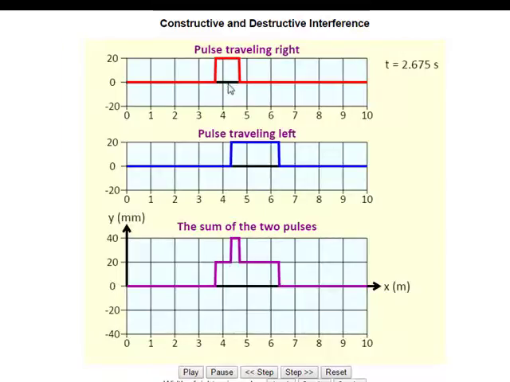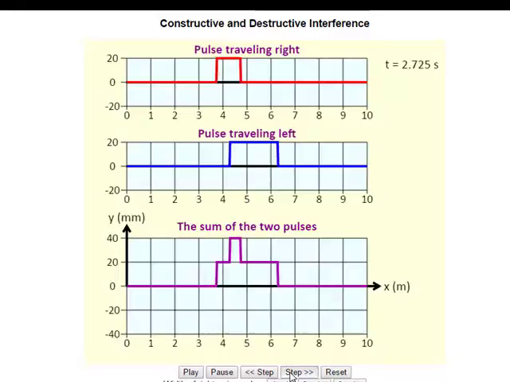At around 4.5, between 4.5 and 4 3/4, both pulses are present. So we have the red pulse at an amplitude of 20 millimeters, the blue at plus 20 millimeters, and the resulting pulse where they overlap is at 40 millimeters. After about 5 seconds and beyond, there's no more red pulse. It's only the blue pulse at 20 millimeters, and we see the resulting wave is at 20 millimeters until we get to the end of the blue pulse, and it drops back down to 0.